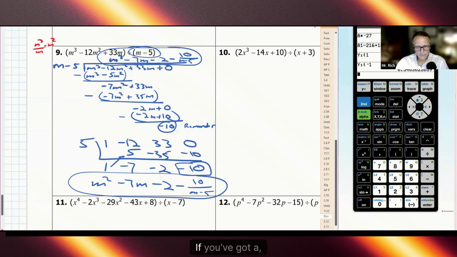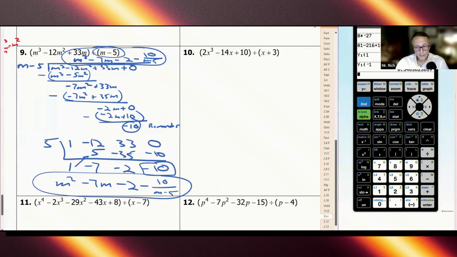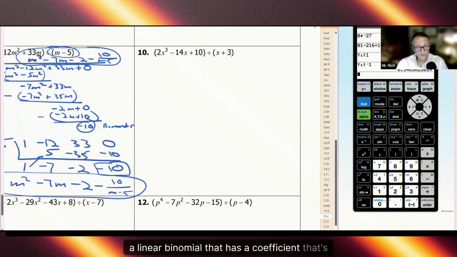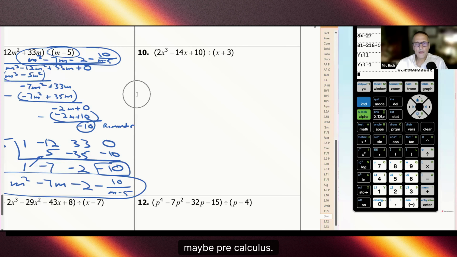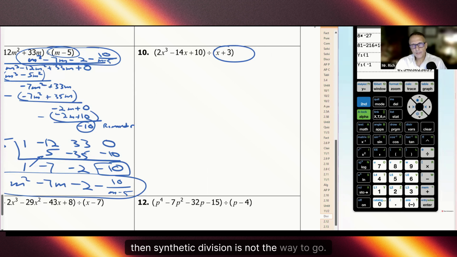There is another trick if you've got a linear binomial that has a coefficient that's not equal to 1. I'm not going to show you how that works. Some of your classes will cover that. Most of them in St. Johns County, I don't think are even going there. You probably don't have to worry about that until maybe pre-calculus. However, if you were dividing by, say, a quadratic trinomial, then synthetic division is not the way to go. You have to use long division in that case.